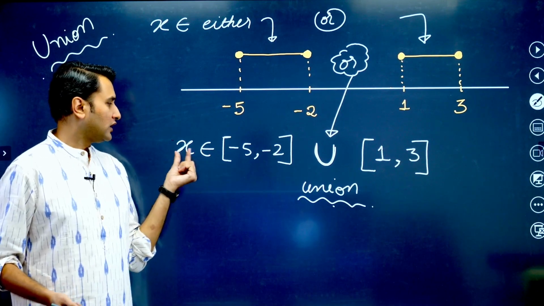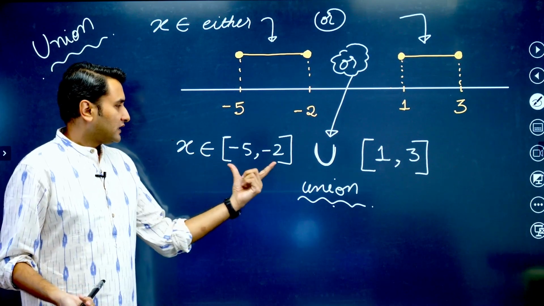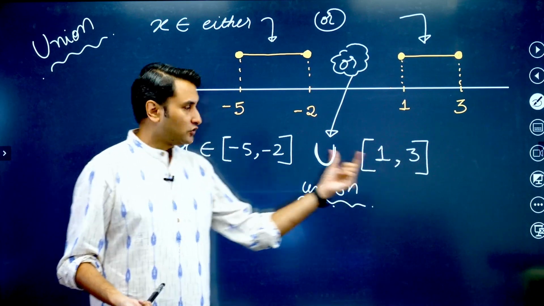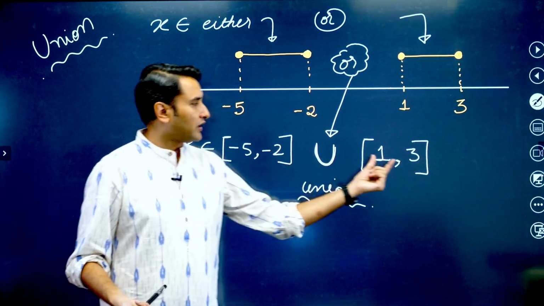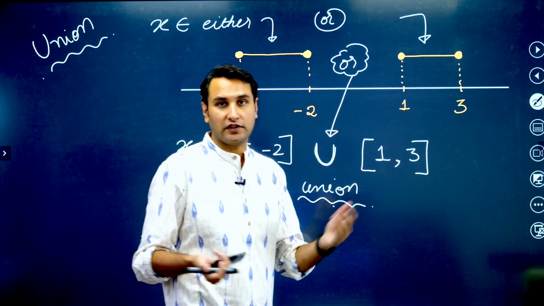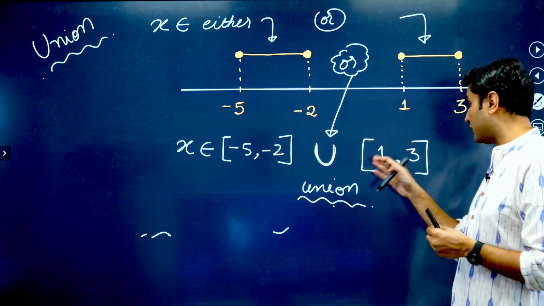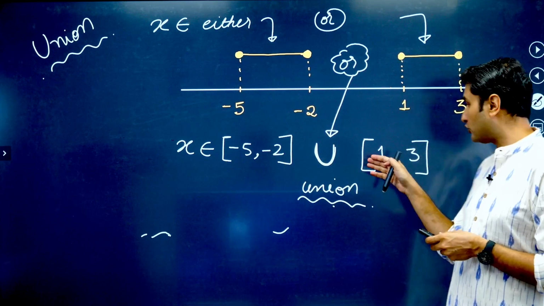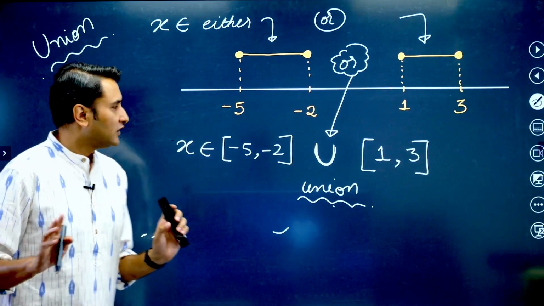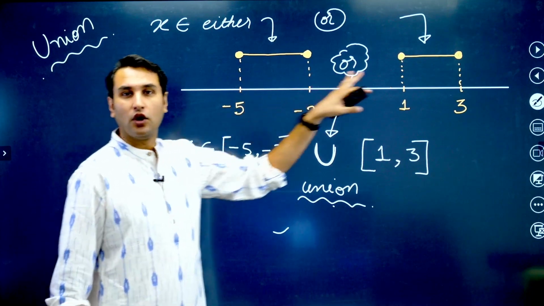So how do you read it, bacho? X, the tennis ball, belongs to somewhere in this interval or in this interval. So any number between these two or any number between these two can be X. X can be hidden somewhere either here or here. I am okay with this entire area, I am okay with this entire area. Got it? This is union, very simply put. So don't get confused with union. It means or. Either this or this.